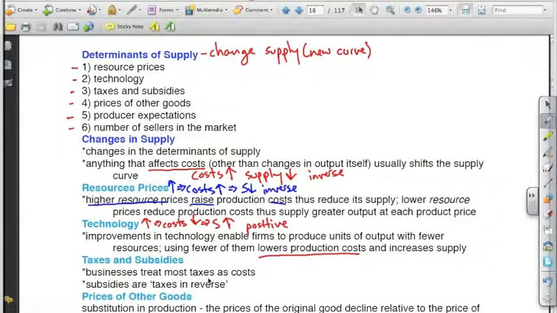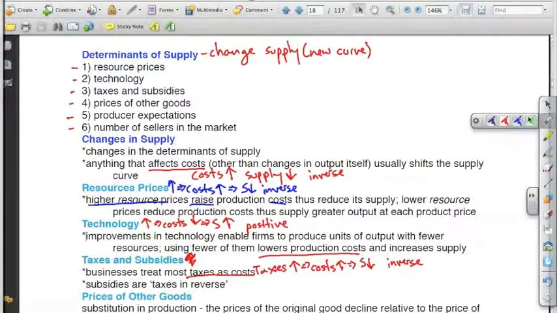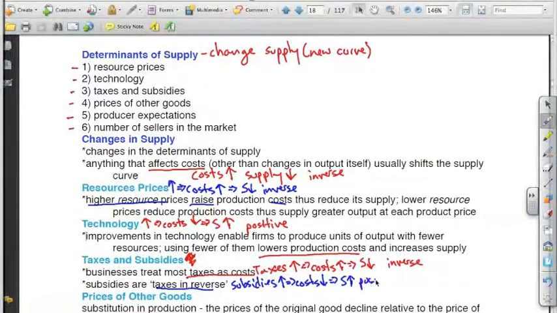For taxes and subsidies, businesses treat most taxes as costs. So if taxes increase, here I'll draw this down here to say it. Taxes increase, costs increase, the supply decreases. So we have an inverse relationship between taxes and supply. Whereas with subsidies, it's taxes in reverse. So if subsidies increase, that just means costs decrease, the supply increases. So we have a positive relationship.